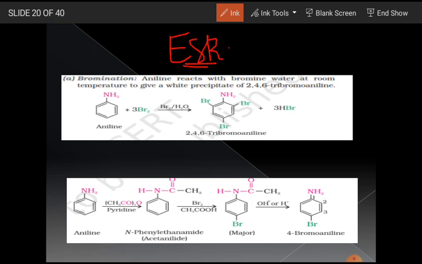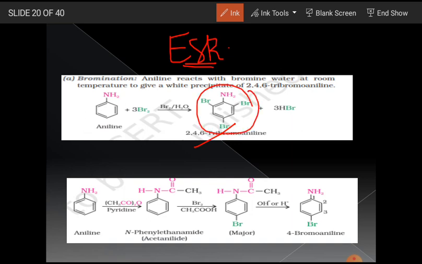The first one is bromination. Here what is happening is aniline reacts with bromine water at room temperature to form 2,4,6-tribromoaniline. That means ortho and para positions are substituted at the same time. So at that time, we get a product like this.